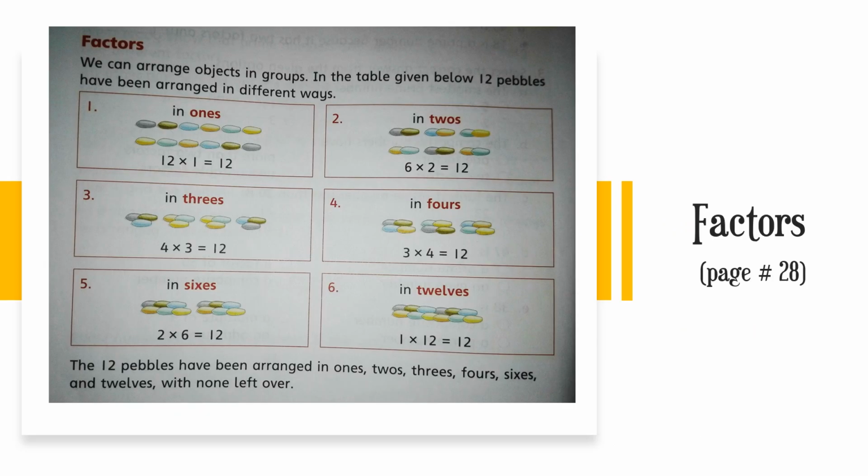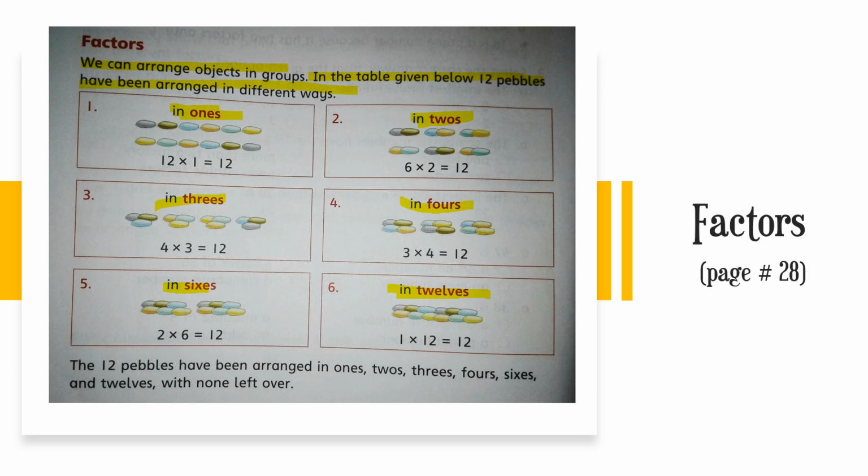It's from your book, page 28, factors. Let's read first. We can arrange objects in groups. In the table given below, 12 pebbles have been arranged in different ways. There are 6 boxes here, and in each box 12 pebbles have been arranged differently. In the first box, pebbles have been arranged in ones, then in 2s, 3s, 4s, 6s and 12s. So the 12 pebbles have been arranged in 6 ways here.